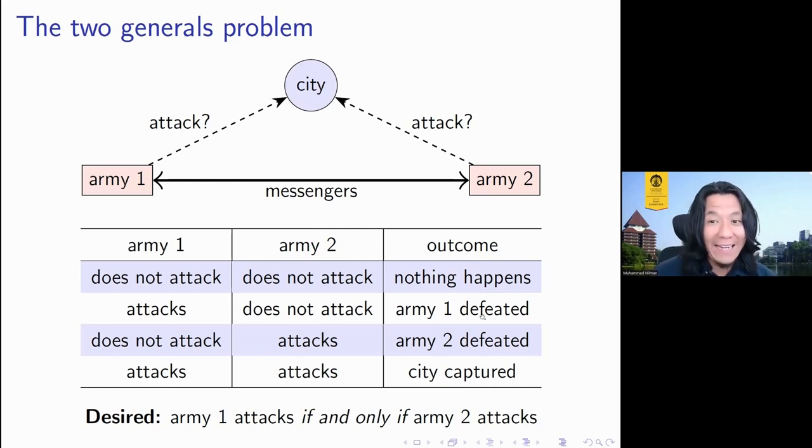Before I go into the next slide, any idea? Anyone want to share any idea? How can both armies reach some kind of agreement on whether they want to attack or not attack the city? Obviously they want to attack the city, but the question here is when. Should we attack today? Should we attack later? How can we reach some kind of agreement to attack the city? Anyone have an idea how those two armies can reach some kind of agreement?